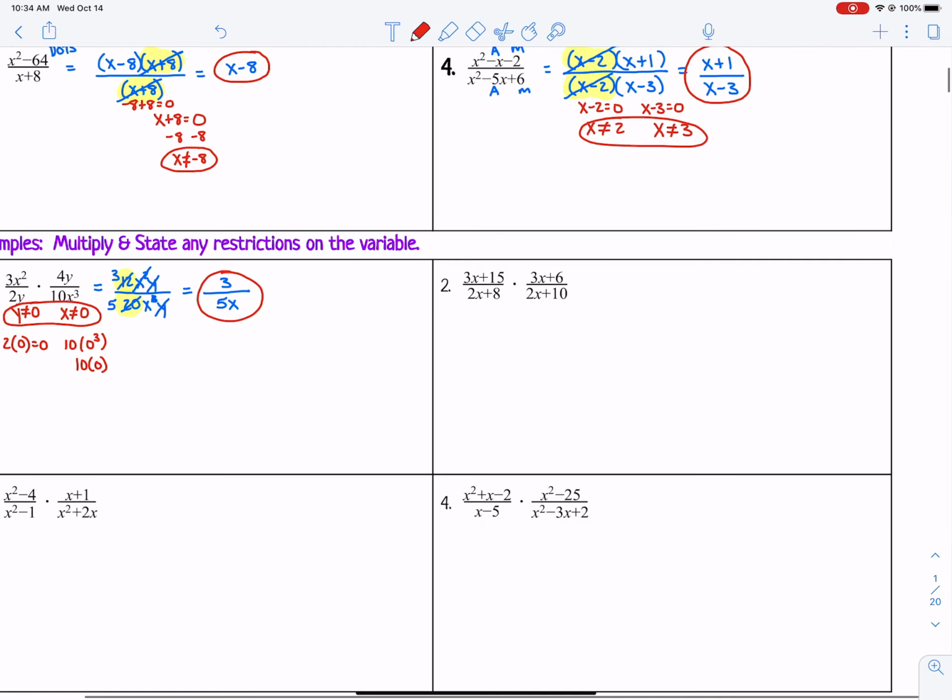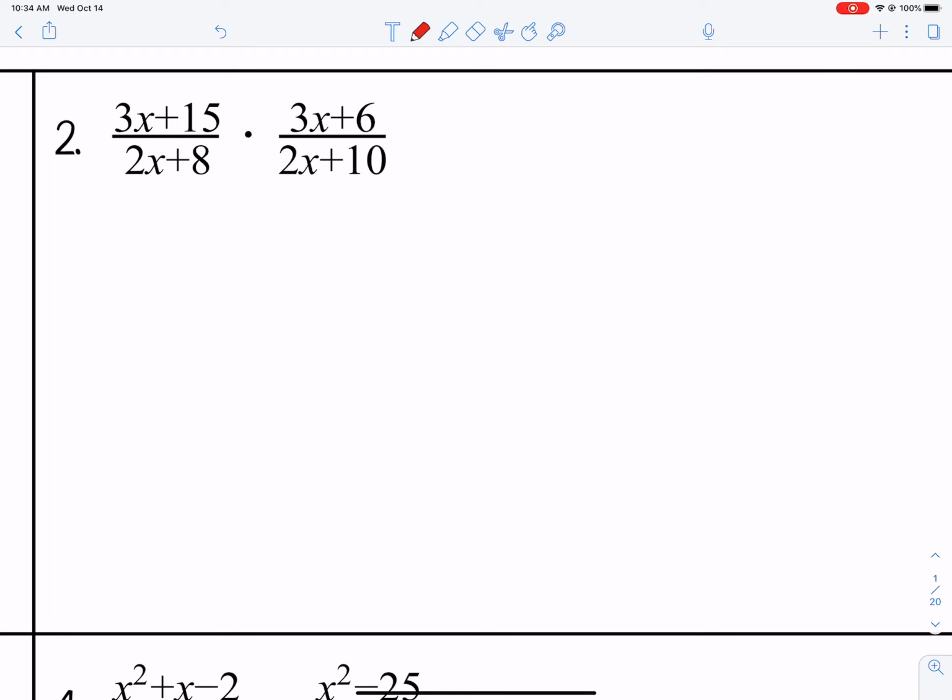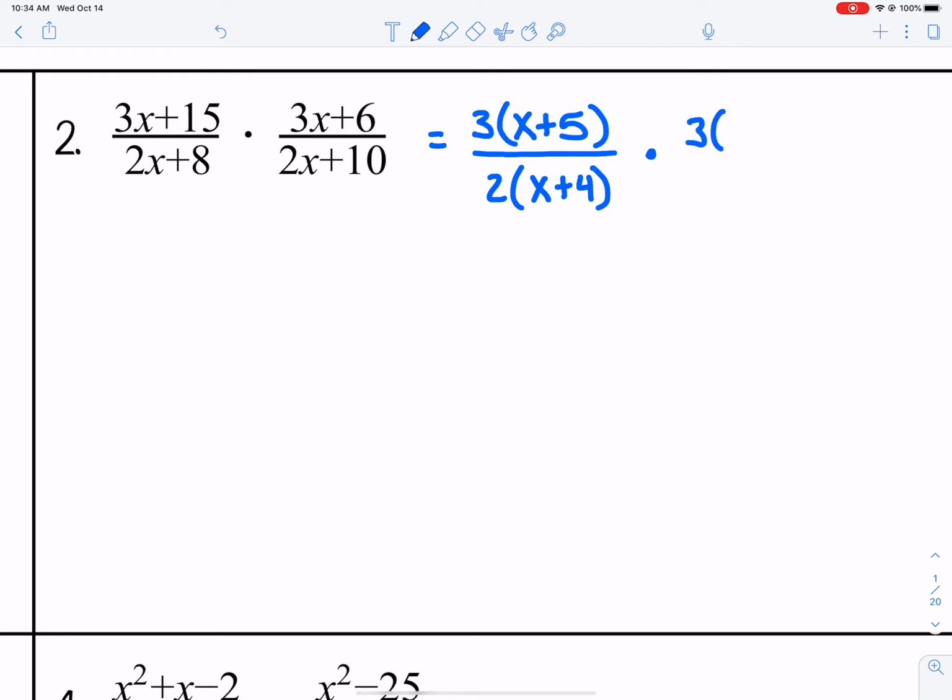All right, let's look at another one. Number 2 has 3x plus 15 over 2x plus 8 times 3x plus 6 over 2x plus 10. So let's start factoring. These look like we could take out a 3 for our greatest common factor in that first numerator. So I would have x plus 5 left over. If I take out a 2 from the 2x plus 8, I have x plus 4 left over. If I take out a 3 from 3x plus 6, I have x plus 2 left over. And if I take out a 2 from 2x plus 10, I have x plus 5 left over.